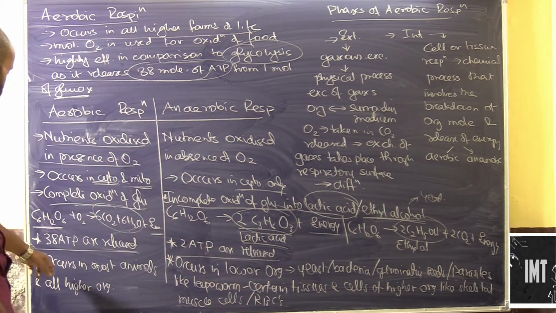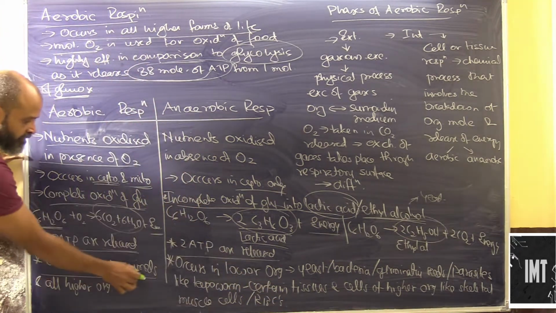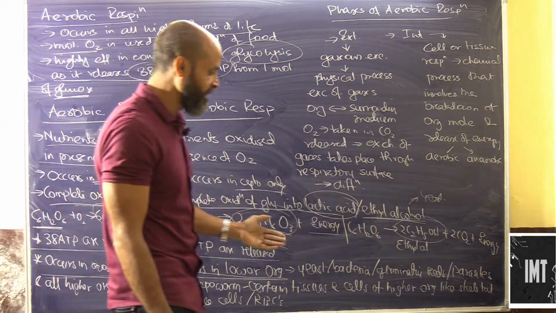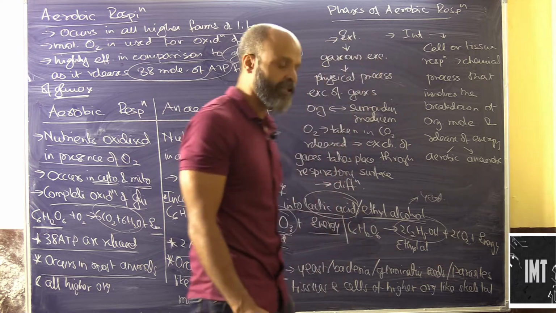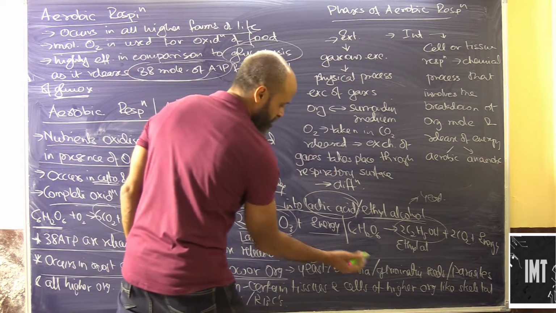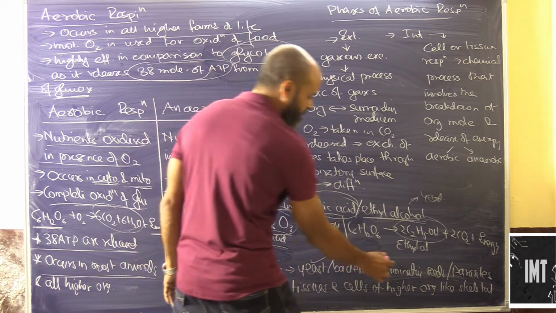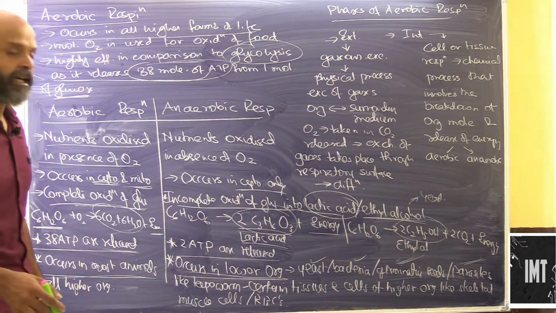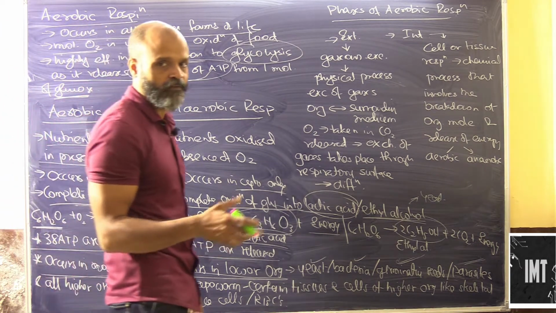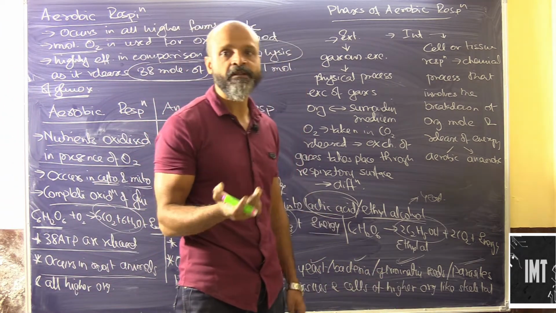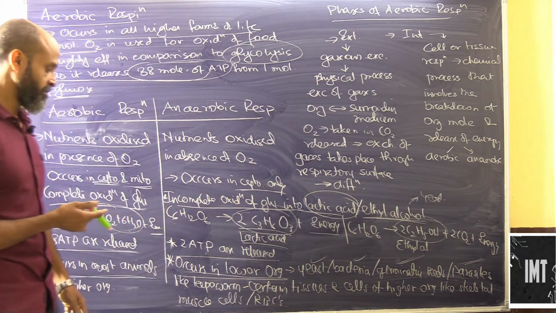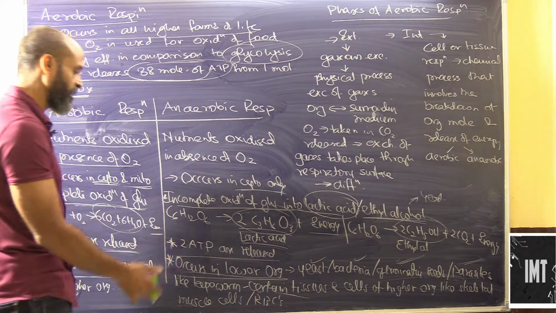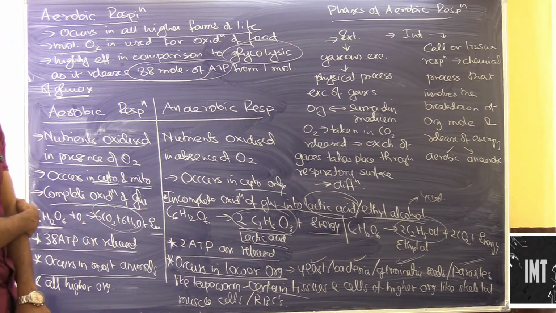2 molecules of ATP are released. This occurs in most of the animals. This occurs in lower organisms like yeast, bacteria, germinating seeds, parasites. It happens in yeast during fermentation, some bacteria, germinating seeds. This happens in parasites like tapeworm, and in certain tissues of animals like, let's say, RBCs and skeletal muscle cells. So these are basically the sites where anaerobic respiration takes place.